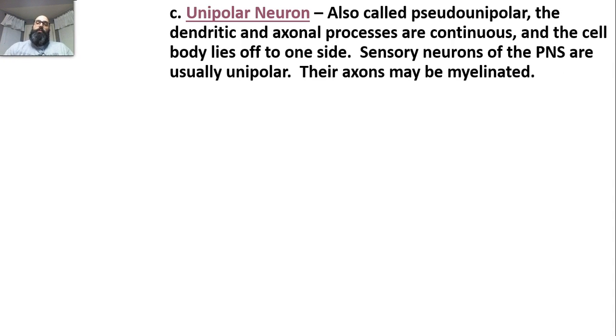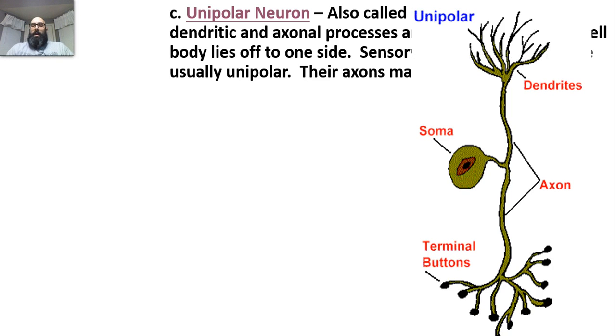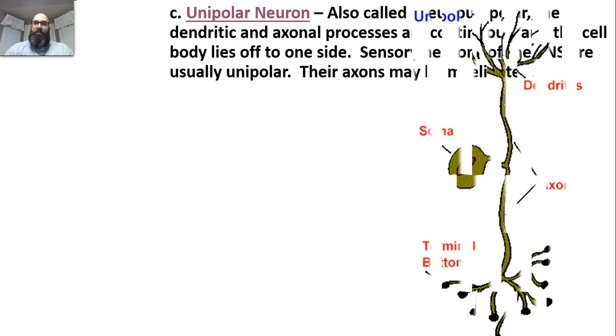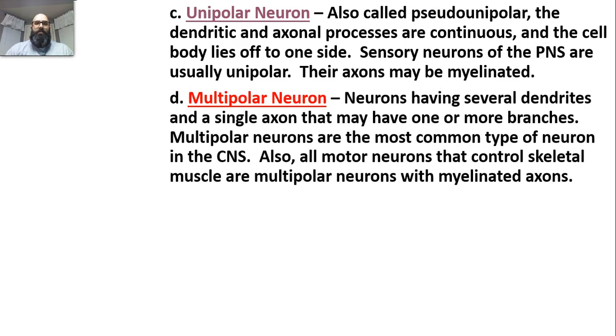But you're going to typically see sensory neurons of the peripheral nervous system that are usually going to be unipolar. So that leads us to believe that a majority of them are going to be myelinated since they are part of the peripheral nervous system.